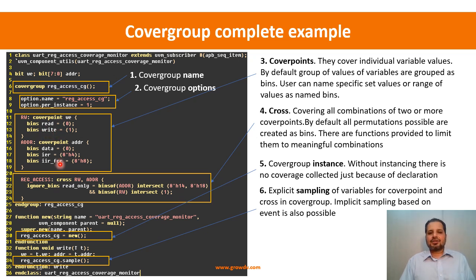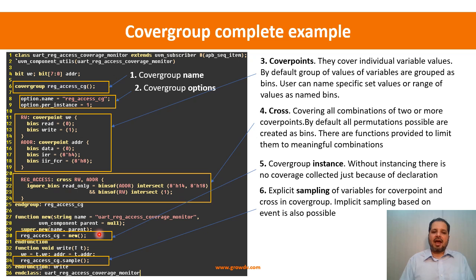Then it will come to the address coverpoint and see that the value of the address is 4. It will increment the bin corresponding to that address, IER, by 1. Then it will come to the cross and see that the combination is address hex 4 and write value of 1. There is a bin created for that combination of write of 1 and address of 4, so that particular count will get incremented. Those are the updates that will happen.